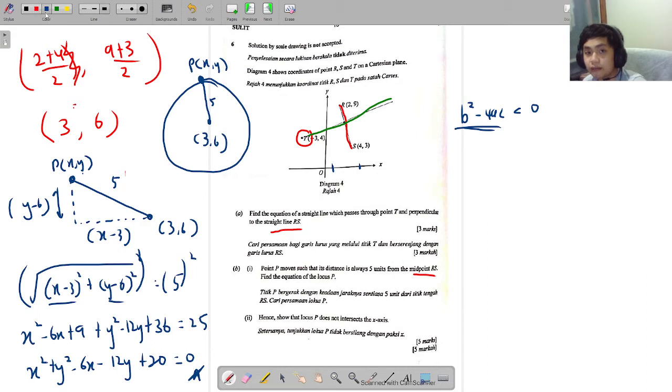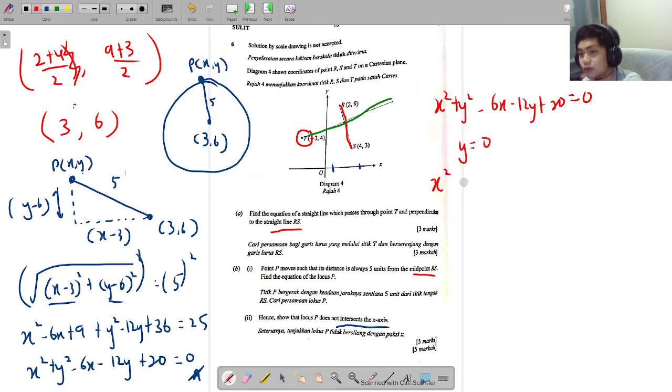So in order to do that, since we know it's an x-intercept, we are going to assume that y equals 0 first for the locus equation. The locus equation is x squared plus y squared minus 6x minus 12y plus 20 equals 0. So when y equals 0, that's the x-intercept: x squared minus 6x plus 20 equals 0.